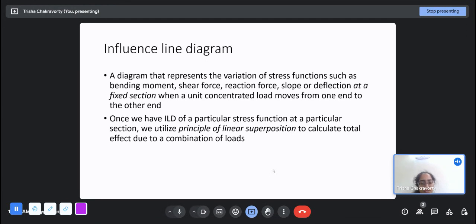Once we have the ILD of a particular stress function at a particular section, we utilize the principle of linear superposition to calculate the total effect due to a combination of loads. Suppose we have the influence line diagram for a unit wheel load moving across a bridge. If 10 kilonewton is moving, we can simply multiply the influence line diagram by 10. That is what is called linear superposition. We can multiply it by a number, or we can add two or three load cases, and find out the net response in that section. From that, there are some rules and guidelines about how to find the maximum stress that we can expect in a particular section, and so on.